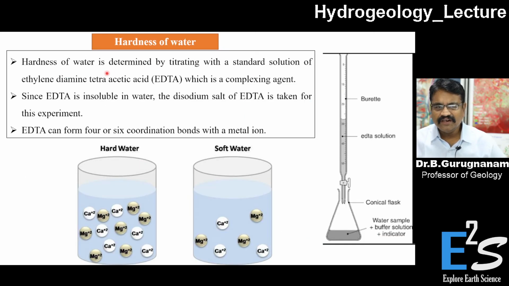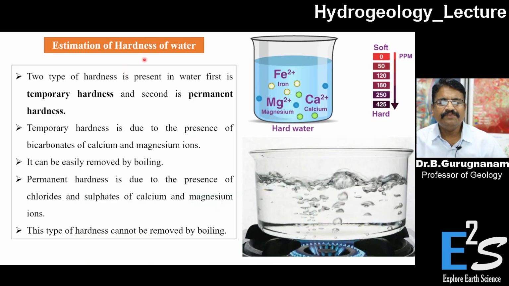Hardness of water is determined by titrating with a standard solution of EDTA, that is ethylene diamine tetraacetic acid, which is a complexing agent. Since EDTA is insoluble in water, the disodium salt of EDTA is taken for this experiment. EDTA can form 4 or 6 coordination bonds with a metal ion. Now this is the hard water, and the EDTA solution is taken in the burette and the sample is taken over here, and then you slowly add EDTA solution and observe the changes of the solution.